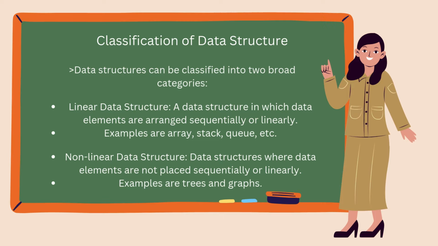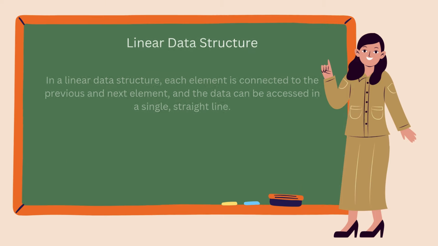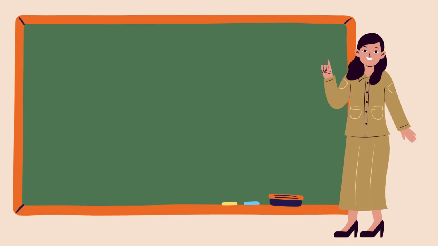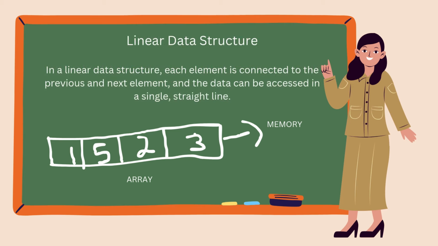Examples: trees and graphs. A linear data structure organizes data in a straight line, one element after another, so you can access them in a specific order. Example: let's say we have the data 1, 5, 2, 3. If we store this data in a linear structure like an array, it will look like this.